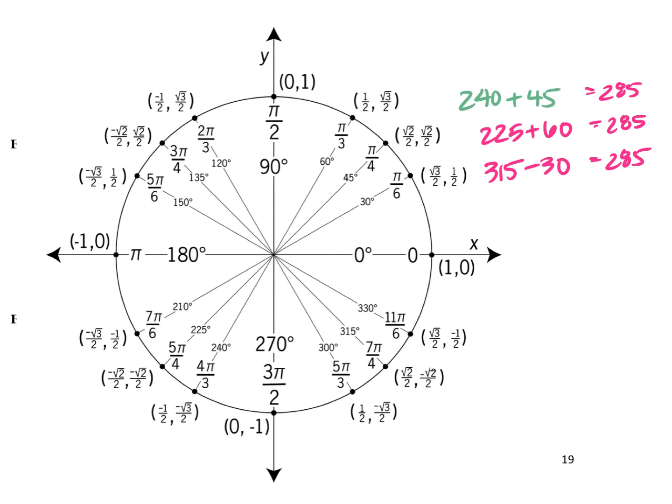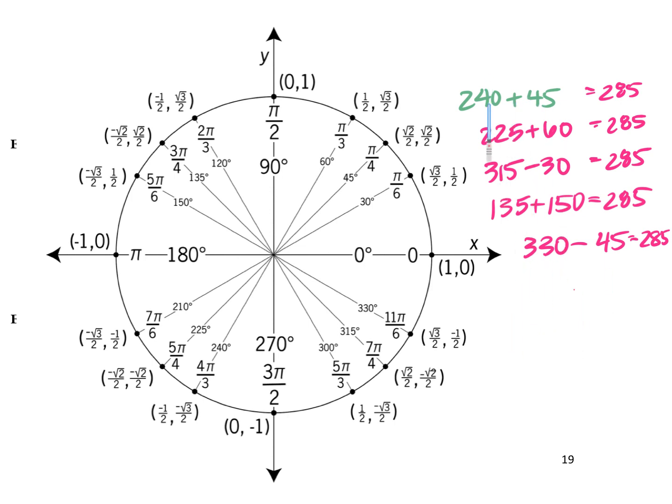How else can I get 285? 135, 150. Oh, 135 plus 150 is 285. What about 330 minus 45? Is that 285? Here's what I'm saying. Any of these work. I don't care which variation you use.